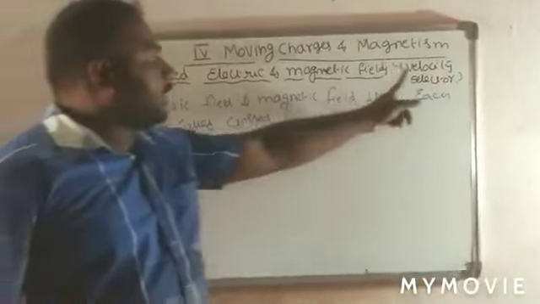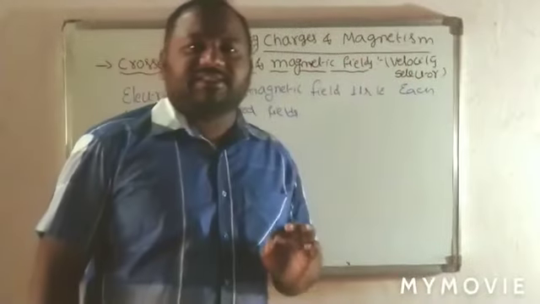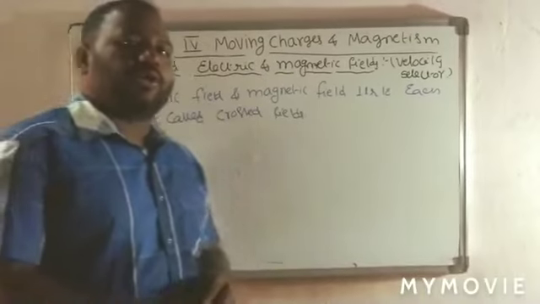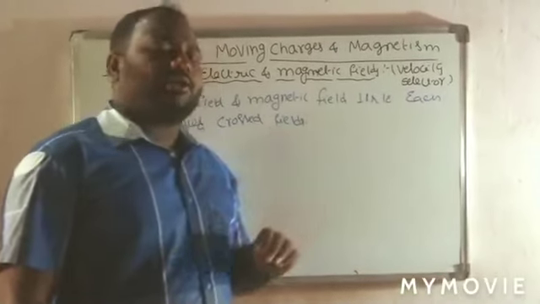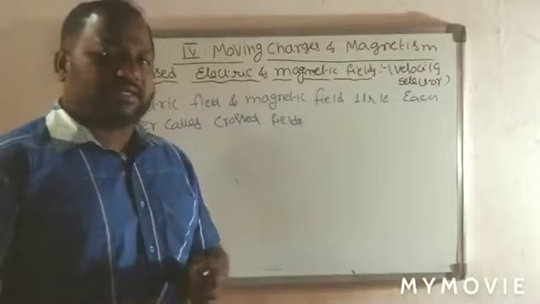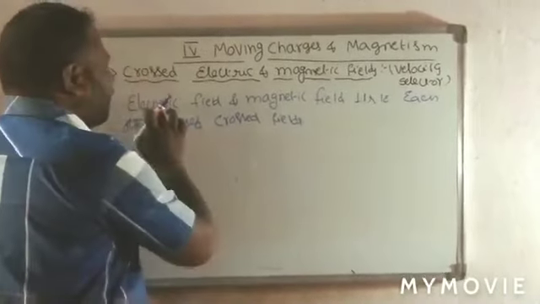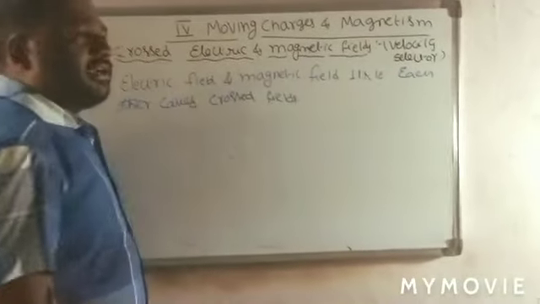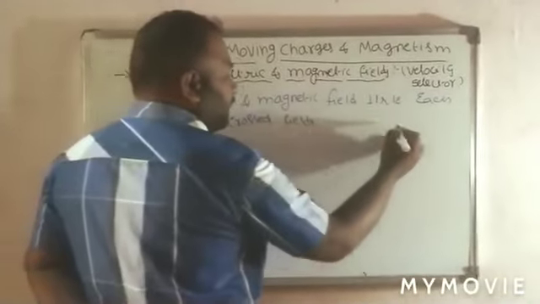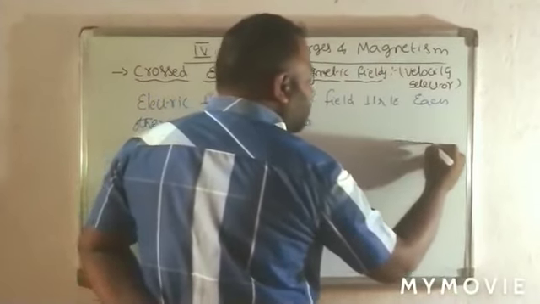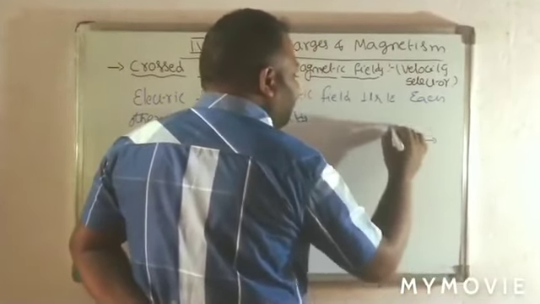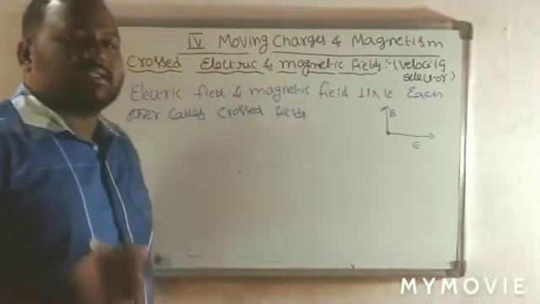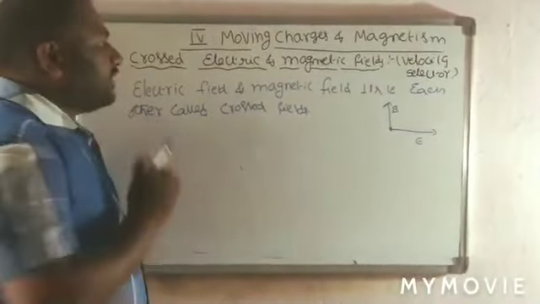Now we are going to study what is velocity selector. This is an important 2 mark question. What is the velocity selector? Before going to know about velocity selector, we have to know the meaning of crossed fields. Crossed fields is nothing but electric field and magnetic field perpendicular to each other. Here on the x-axis we take the electric field, on the y-axis we take the magnetic field. This type of field is called crossed fields.